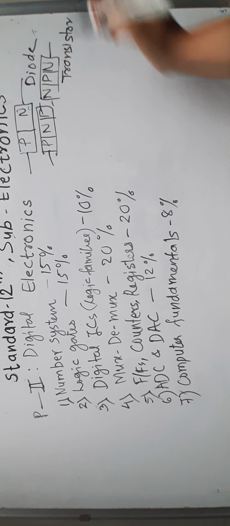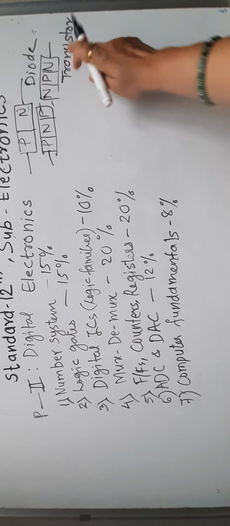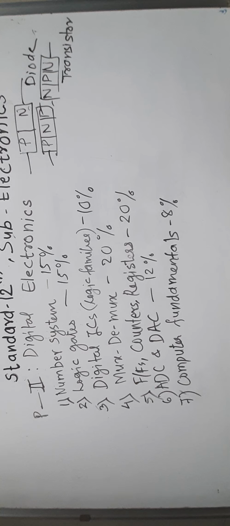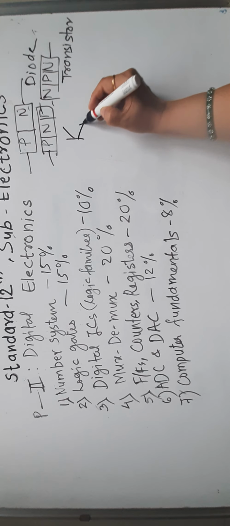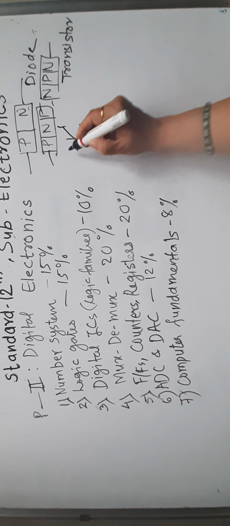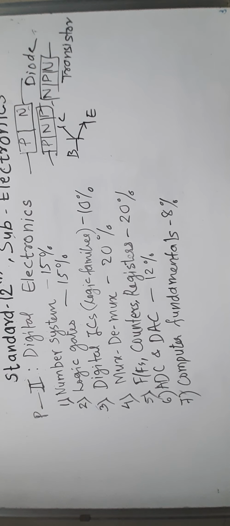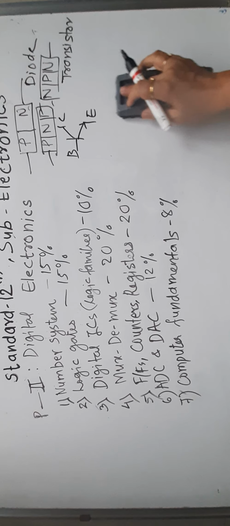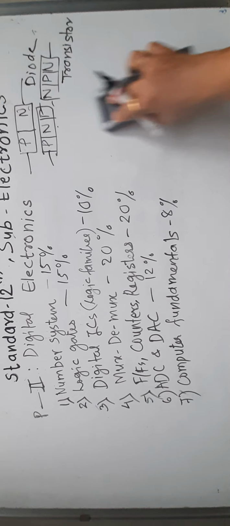Do you remember PNP and NPN type of transistors? Transistors are very important to form digital circuits. The symbol of an NPN transistor is like this. This is base, emitter, and this one is collector. If we combine such transistors, then a gate is formed, which we will see in logic gates.